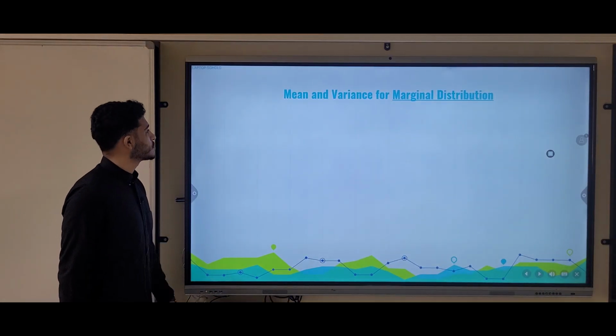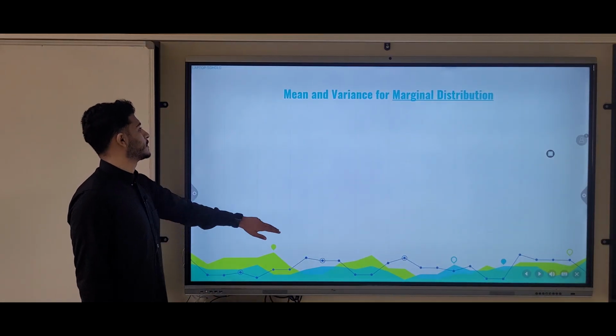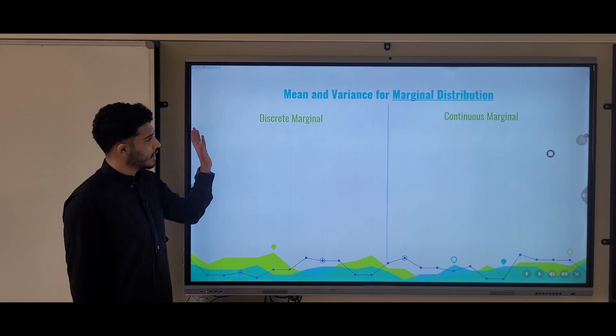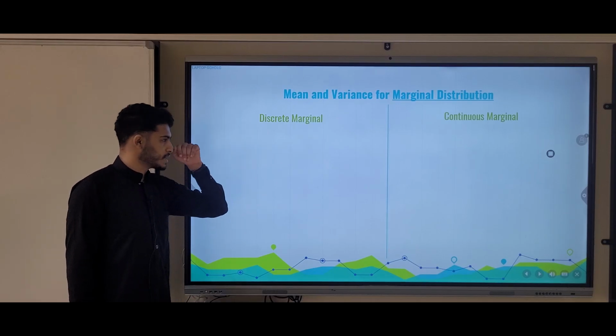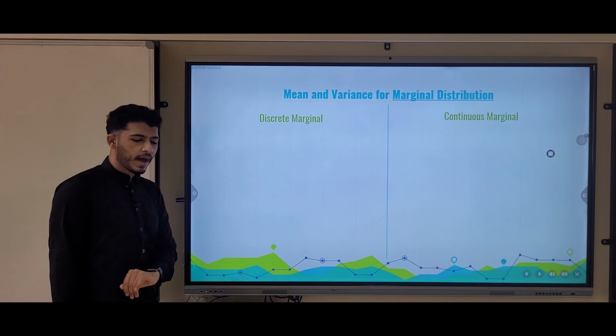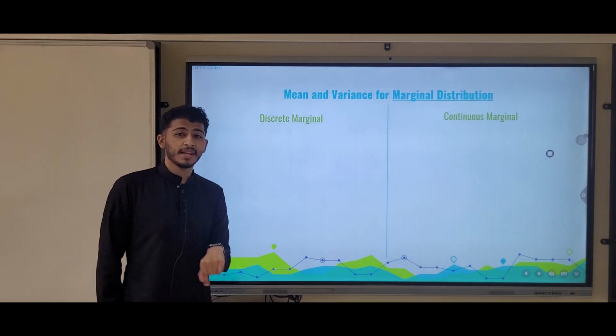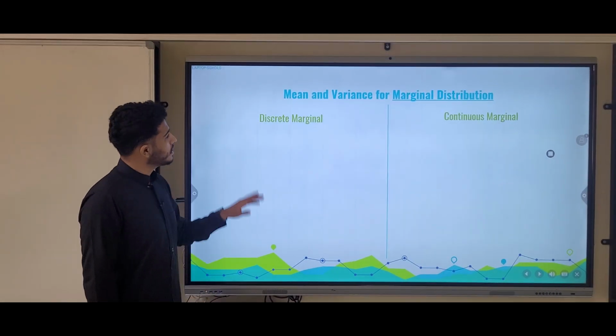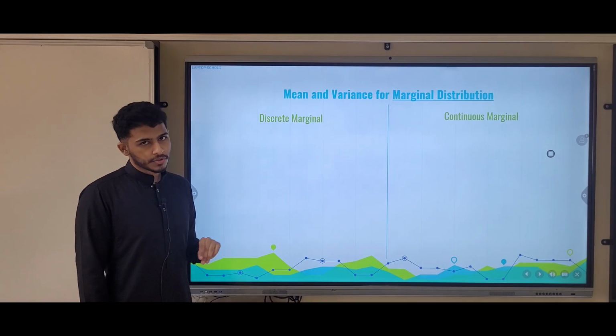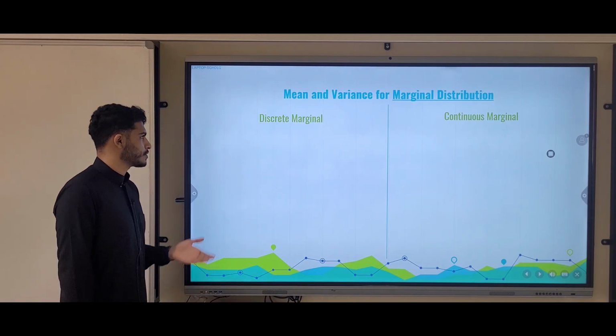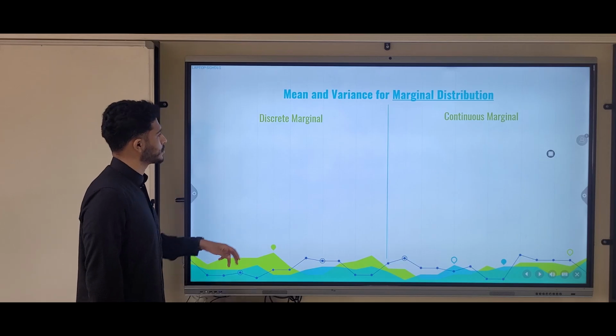So, the mean and variance for the marginal distribution. We have a discrete and we have a continuous case. By the way, there is no mean and variance for the joint probability distribution itself. We only have the mean and variance for the marginal distribution. So you can think of them as a substitution for the mean and variance of the joint probability distribution.